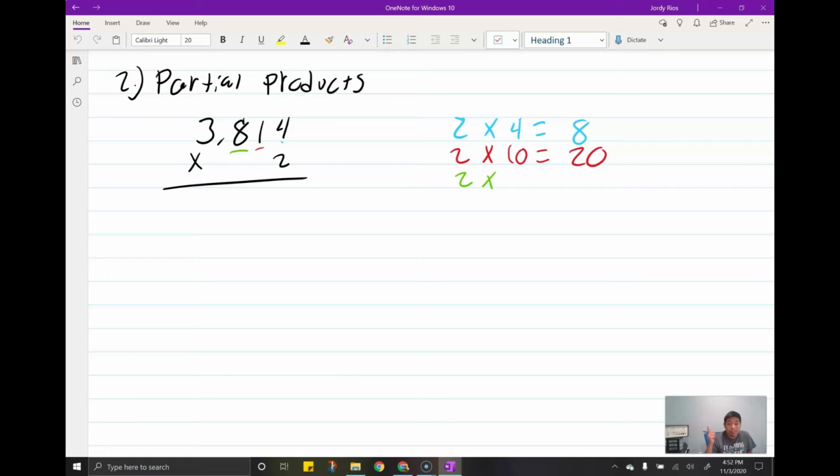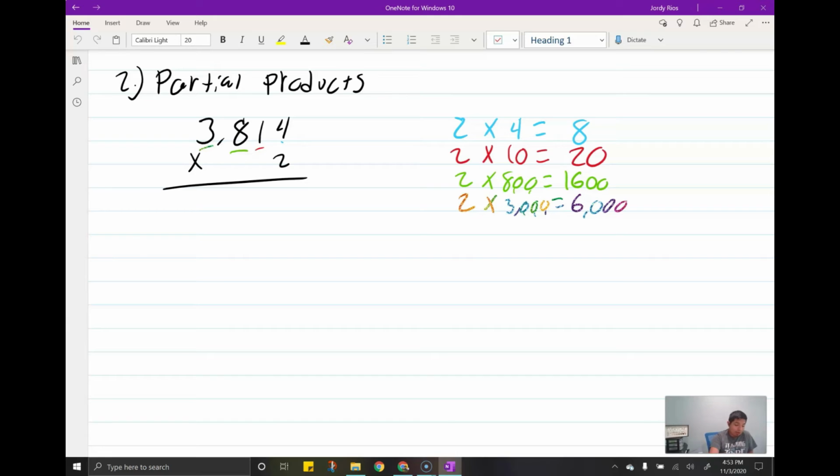Now, 2 times the value of this 8, which is what? 800, good. Remember, power of 10, power of 10. All I have to do is multiply 2 times 8, which is what? 16. Good. And then how many zeros? 1, 2. Look at that. Good. Last one is just multiply 2 times the value of 3, which is what? 6,000. Good. Remember, power of 10 still works here, okay? 2 times 3 is what? 6. Good. And now how many zeros? 1, 2, 3.